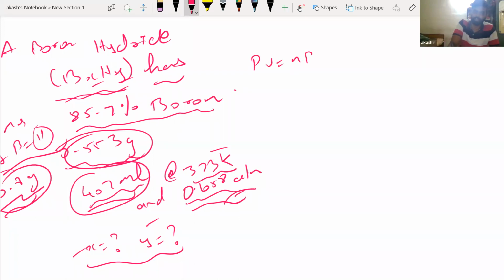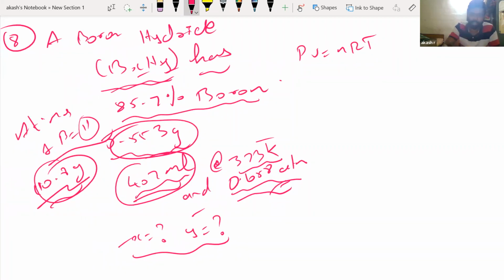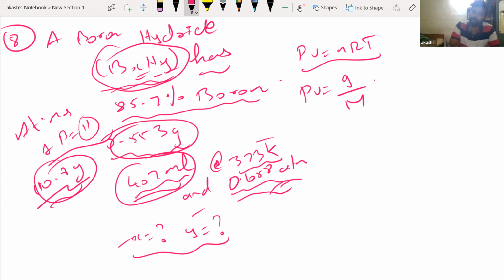So people, what do you have to do? Again, we have to use PV is equal to nRT only, right? Somehow we have to find this X and Y. If I can at least find the molecular mass of this compound, I'll be able to work it out. So the first step in this question is to find the molecular mass of BXHY, and that can be easily found with the help of PV is equal to nRT. Let us rewrite this equation: number of moles is given mass by the molecular mass, into R into T. Let us substitute the values.